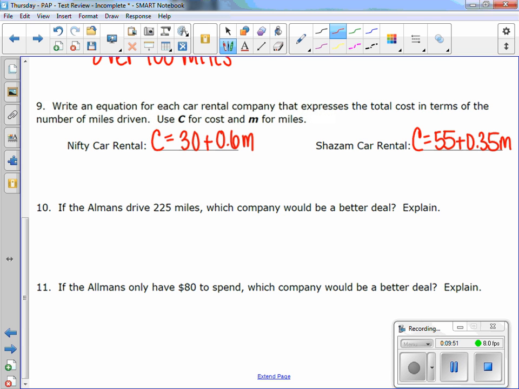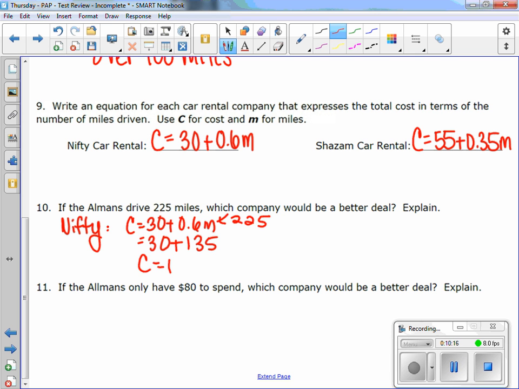So when we look at this, if we actually plug it in, for Nifty, it would be $30 plus 60 cents per mile. So that's going to be $135 for mileage when I plug in 225. And that's going to give me a total cost of $165.